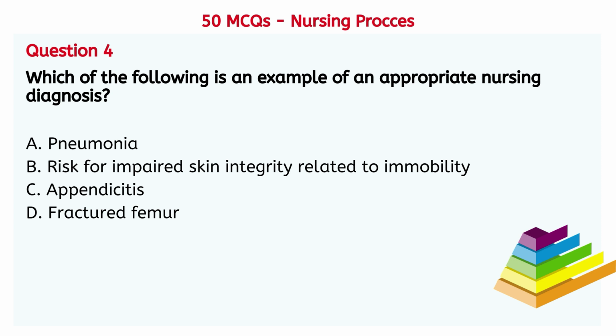Question 4. Which of the following is an example of an appropriate nursing diagnosis? The options are: A. Pneumonia. B. Risk for impaired skin integrity related to immobility. C. Appendicitis. D. Fractured femur.